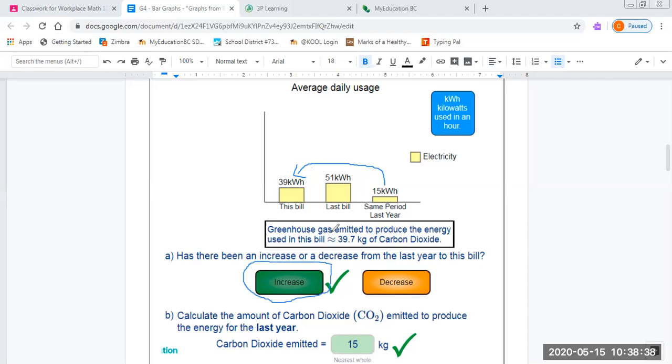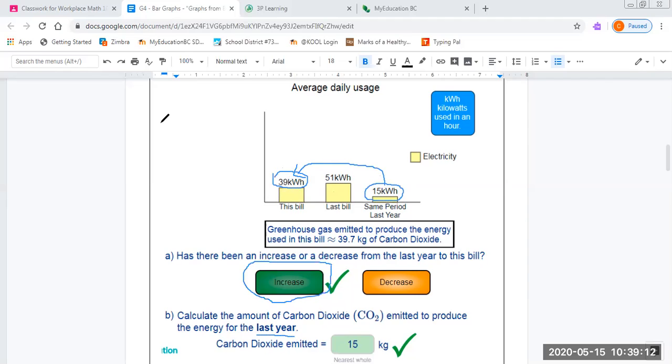Now, the other part of this becomes a little bit more tricky. So what we're seeing here is it now asks in part B, calculate the amount of carbon dioxide, CO2, emitted to produce the energy for the last year. So last year was once again 15 kilowatts. Okay. Now, what it's telling us here is that based on this bill, which is the 39 kilowatts, there was 39.7 kilograms of carbon dioxide produced.